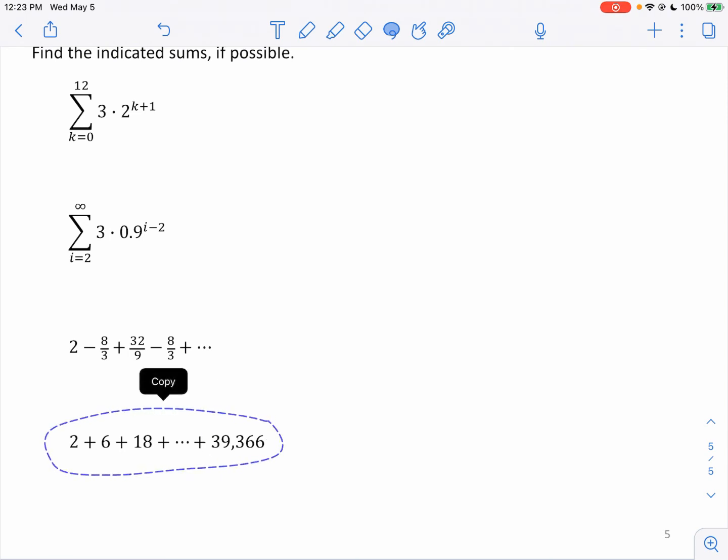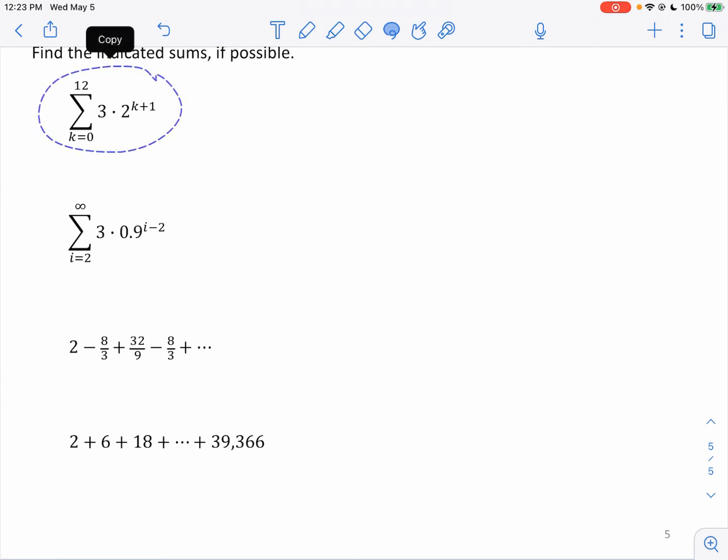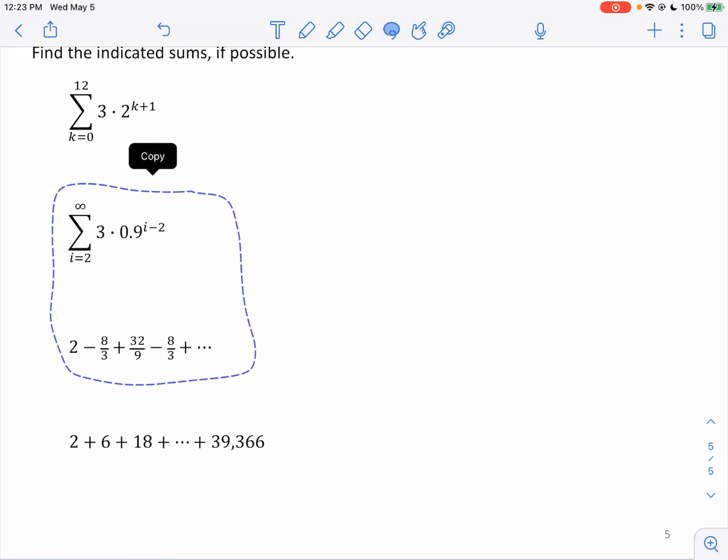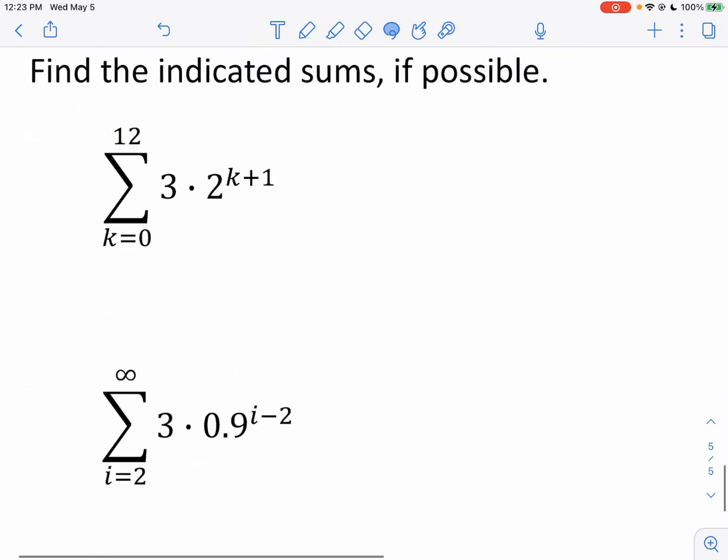So this is a finite number of terms added together, so the answer will be finite. This is a finite number of terms added together, so that answer will be finite. And these ones are series. And the series will only have a finite sum if the ratio is of an appropriate size. So let's just do these one at a time.